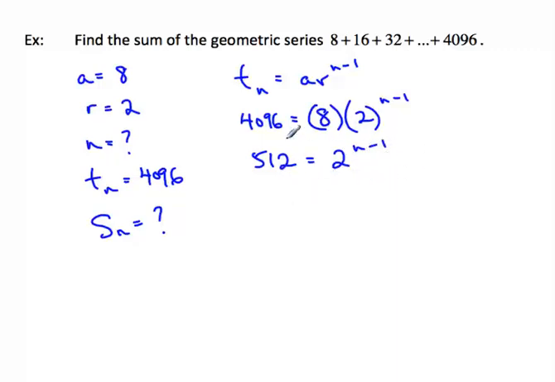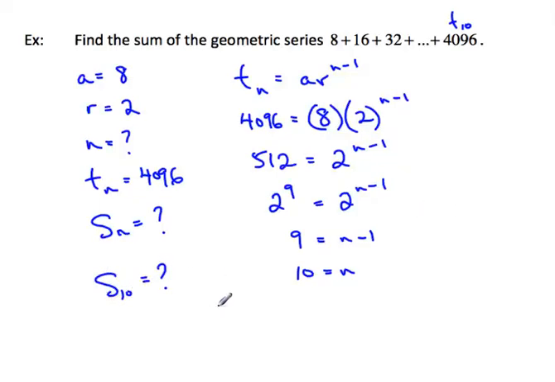If you are familiar with logarithms, you can use logarithms at this point, but otherwise you want to just use guess and check and work your way up to figure out what power of 2 this is. It turns out that 512 is 2 to the power of 9. So 2 to the power of 9 is equal to 2 to the power of n minus 1. If the bases are equal and the left side is equal to the right side, then the exponents must be equal. So 9 is equal to n minus 1. Moving the 1 over, we get that n is equal to 10. This is term 10. Now we know what we're looking for is the sum of the first 10 terms.